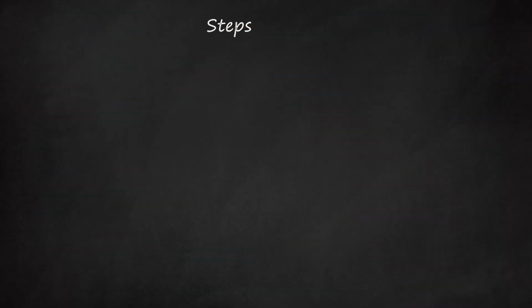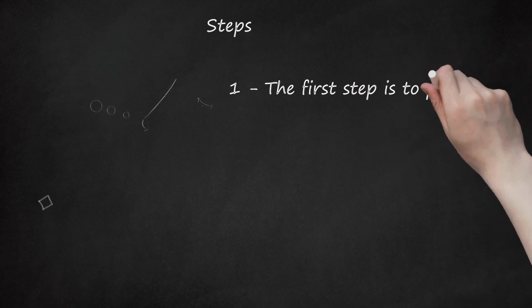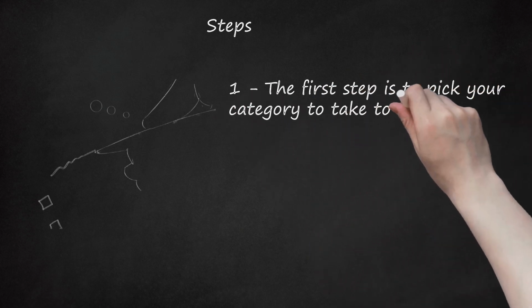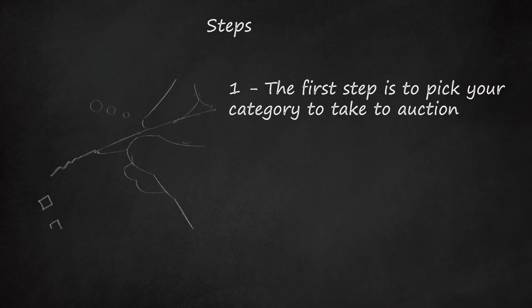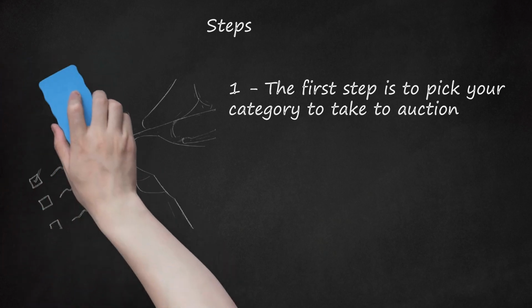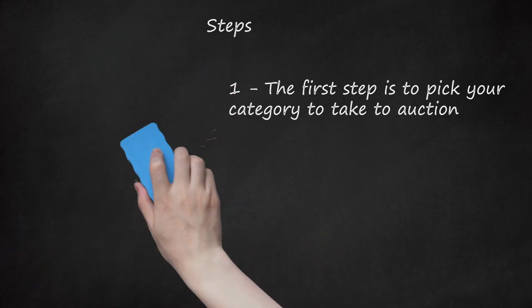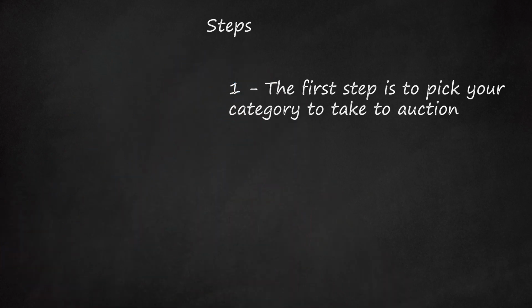Steps. 1. The first step is to pick your category to take to auction. This can be a daunting task owing to the complexity the average business faces in their purchased goods and services. Aim for categories that can be clearly defined and specified, that are likely to attract the interest of bidders, and that have a sufficient number of bidders in the market. Ideally, you would have at least 3 motivated and capable bidders taking part in your auction.